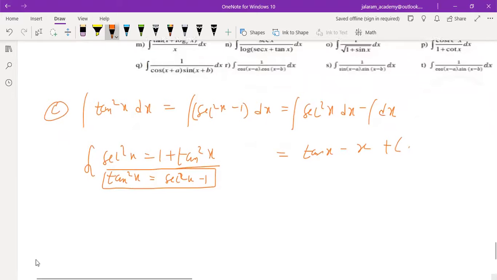Similarly, we can find the integration of cot square x also. The integration of cot square x cannot be obtained directly. So first we change it to cosec square x minus 1 dx.